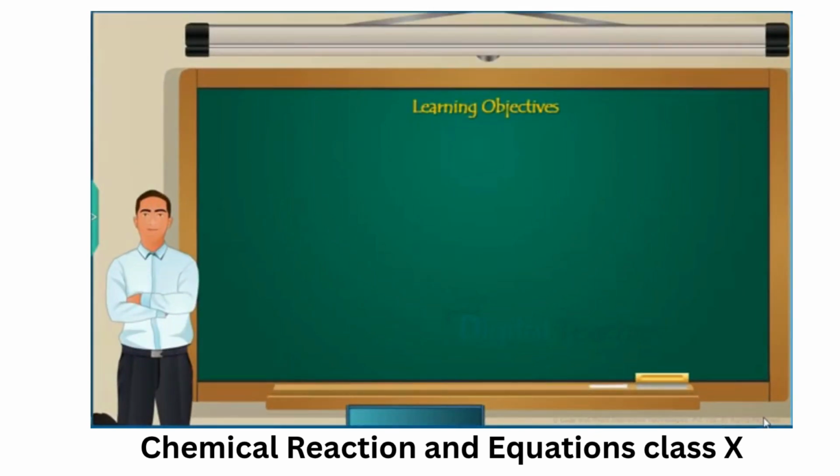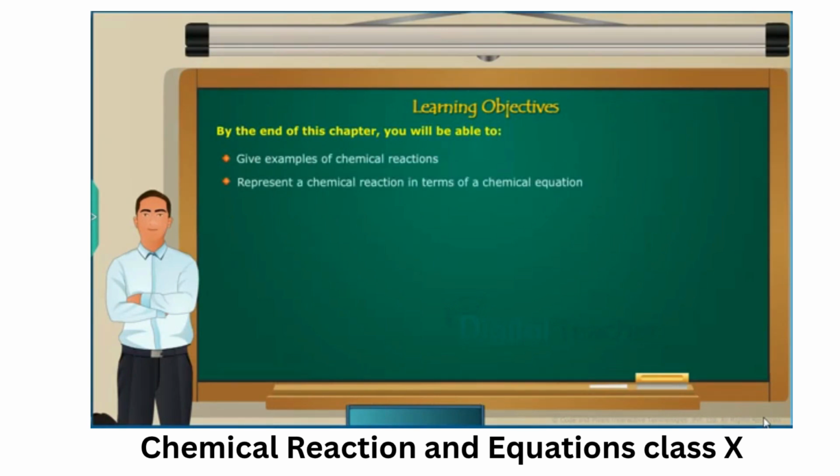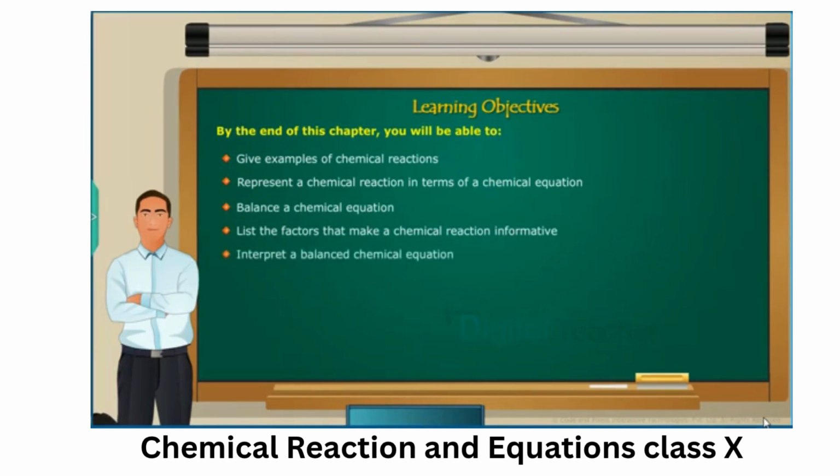Learning objectives. By the end of this chapter, you will be able to give examples of chemical reactions, represent a chemical reaction in terms of a chemical equation, balance a chemical equation, list the factors that make a chemical reaction informative, interpret a balanced chemical equation, describe the types of chemical reactions with their equations and examples.